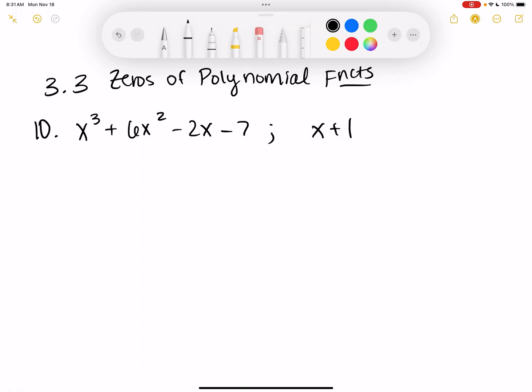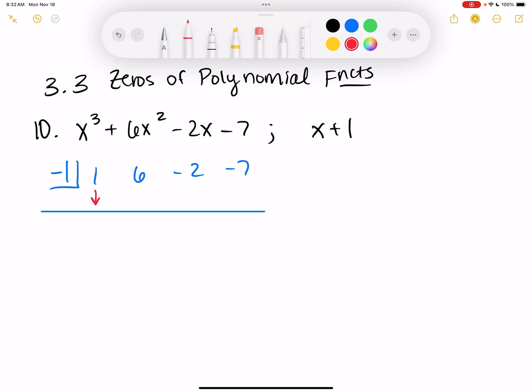We'll change the sign here. We'll run synthetic division. If we get a 0 at the end, then it is a factor. If we don't get a 0, then it's not a factor. So -1 is going in the box. Copy down the numbers. Remember, if there's any terms missing, then we have to put in a 0. In this case, there are not. So 1, 6, -2, -7.